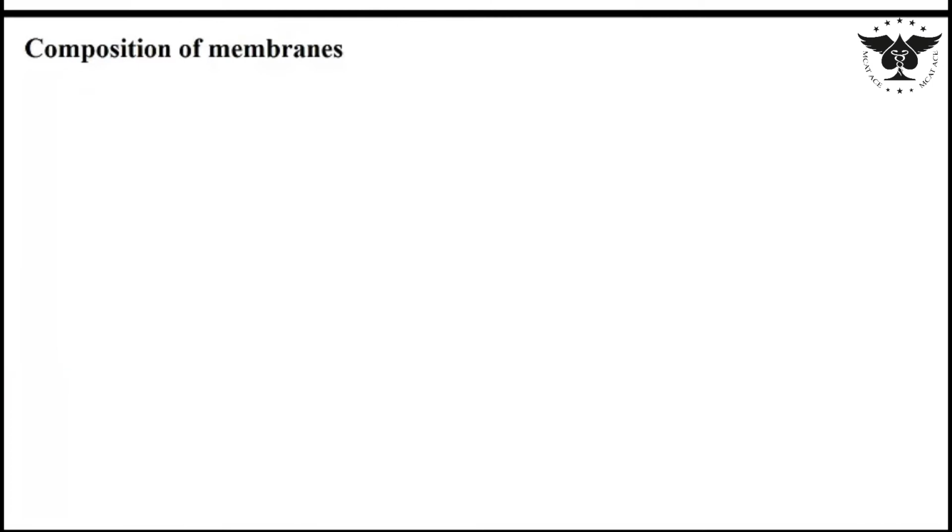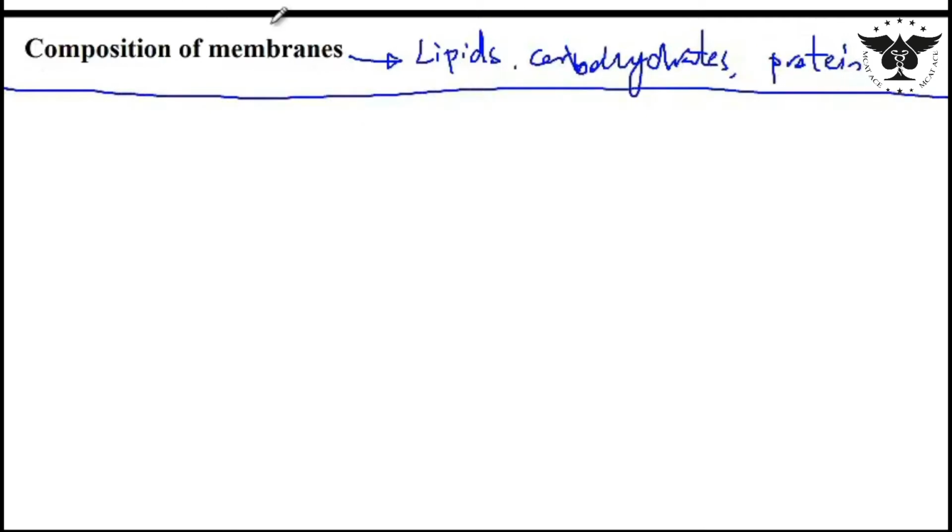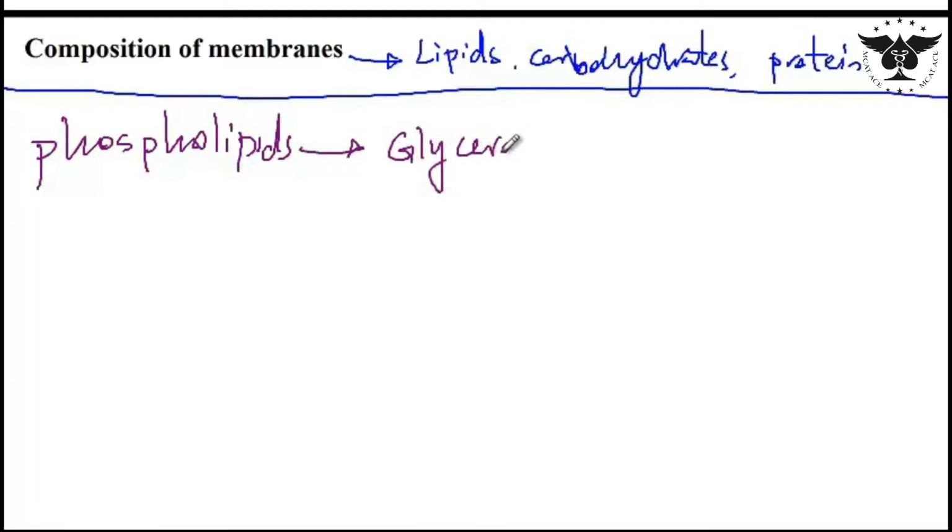Next, we are discussing the composition of the membranes. So basically, membranes are made of three main structures, which includes lipids, carbohydrates, as well as proteins. So we would like to first start with describing the lipid components of the cell membrane, which include phospholipids, and each molecule of phospholipid is made of one glycerol plus two fatty acids and a phosphate polar head.